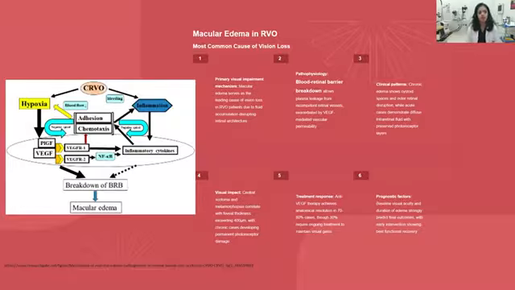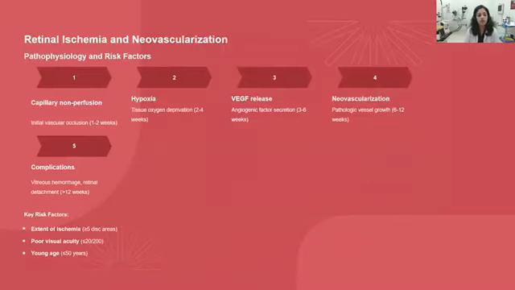Another important complication of retinal vein occlusion is ischemia and neovascularization. The capillary non-perfusion in the initial vascular occlusion leads to hypoxia, that is tissue oxygen deprivation, at 2 to 4 weeks. And there's a VEGF release, which can lead to the formation of neovascularization, that is pathologic vessel growth. And this can lead to multiple complications such as vitreous hemorrhage, retinal detachment, or neovascular glaucoma. So key risk factors are extent of ischemia, poor visual acuity, and it's also more common in younger age.